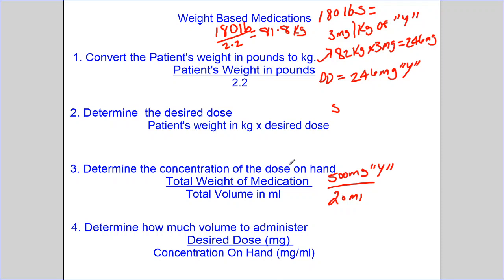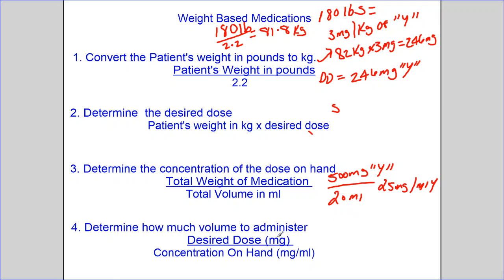All right, so we need to determine that concentration. Not a problem. Bust out the calculator, do the math. 500 divided by 20, it's going to give us 25 milligrams per milliliter of Y.